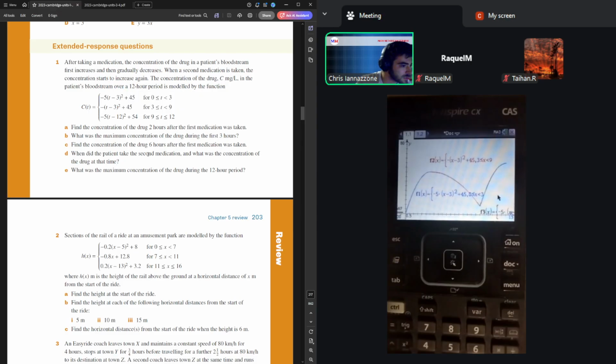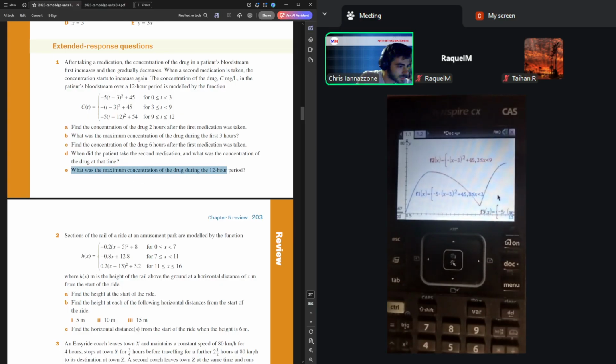So I guess when you're giving your answer for when the patient took the second medication, T=9 is perfectly fine as an answer, but a more complete answer would be something to the effect of 9 hours after the first medication was taken, because that'll use the same terminology that has been persistent in all the questions so far. It's a slightly more refined answer, but both will get you the mark either way.